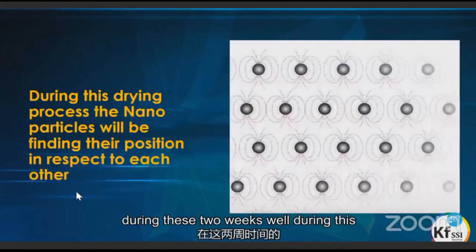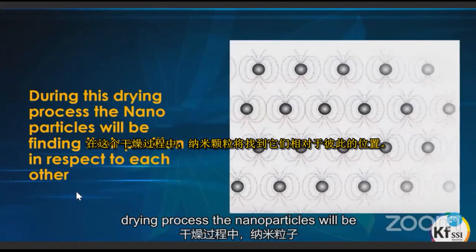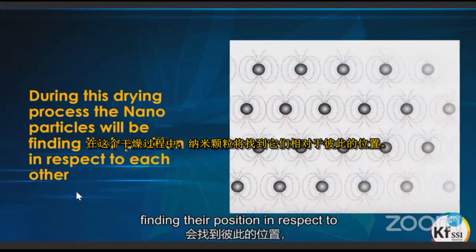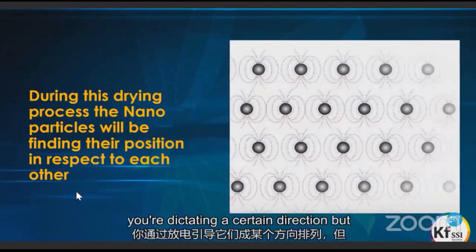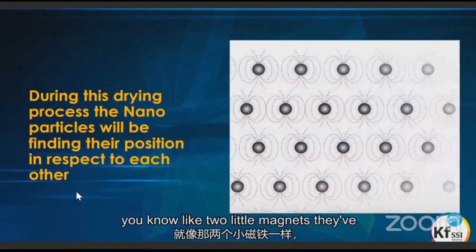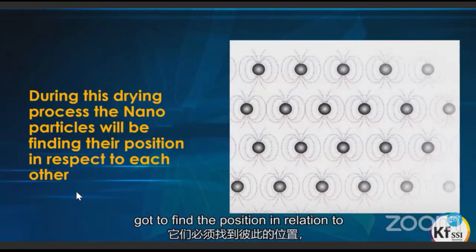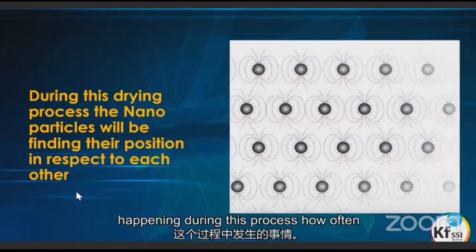So what is happening during these 2 weeks? Well, during this drying process, the nanoparticles will be finding their position in respect to each other. You are draining and dictating a certain direction, but because they are still wet, they are still moving, still positioning, like two little magnets. They've got to find their position in relation to each other. That's basically what is happening during this process.